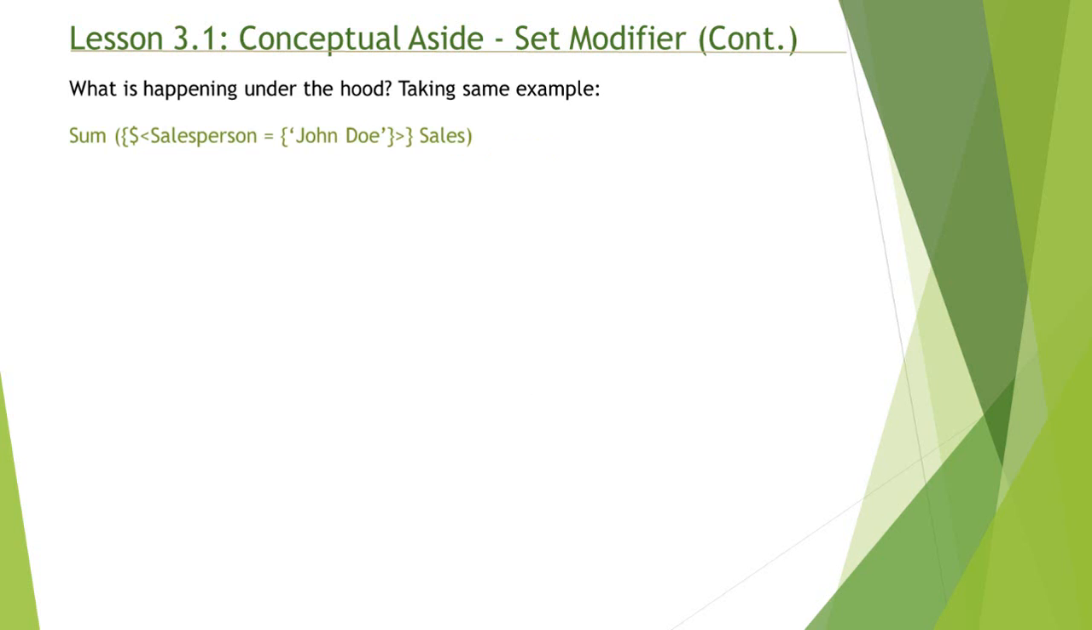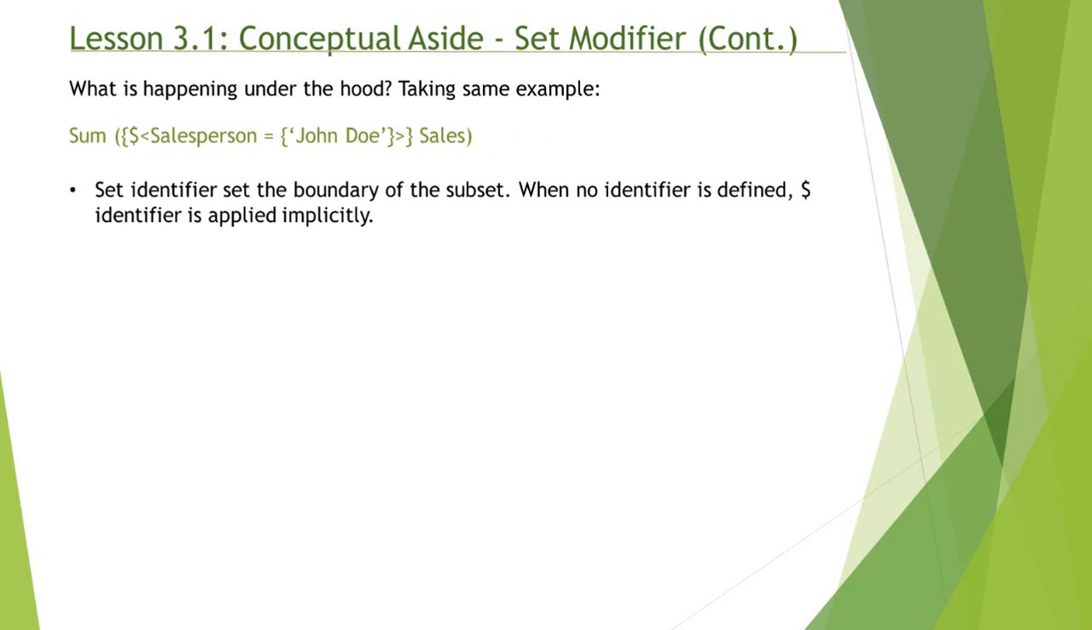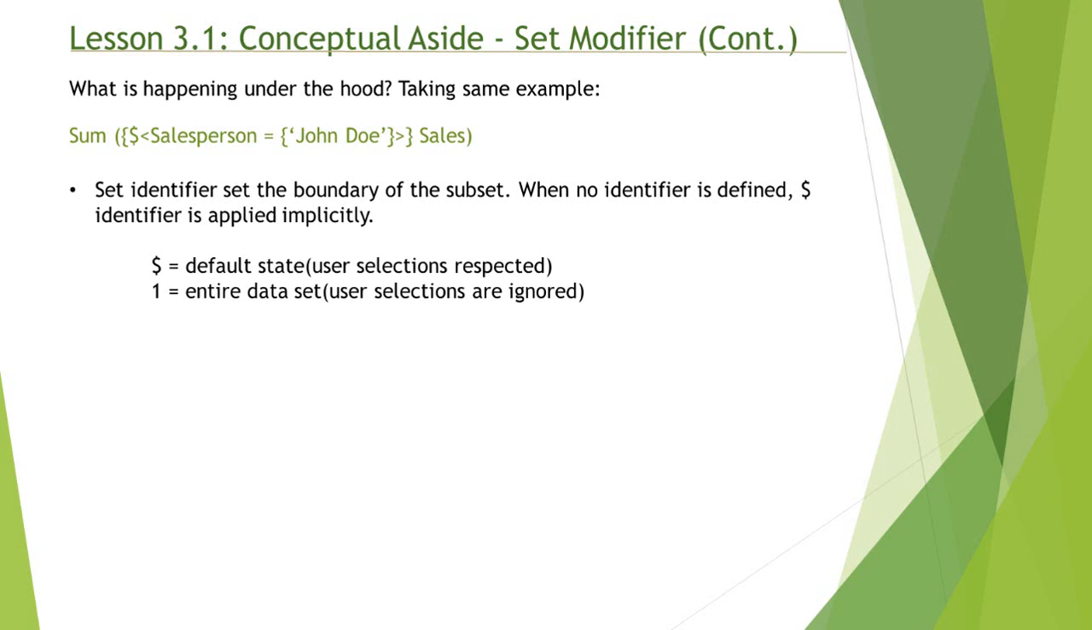So what's happening under the hood? Let's recap. We discussed that the set identifier sets the boundary of your data set. So when no identifier is defined, QlikView is implicitly using the $ sign. So that's the first part of set analysis. It starts with curly braces for the record set, and then you have the $ sign, which is the identifier. And then you also understand from the previous chapter that you can either have the default state or the entire data set. Now, default is $, and default means all user selections are respected. So it is the normal behavior of a QlikView application. But when you want to ignore user selections, then you use 1 as your identifier.